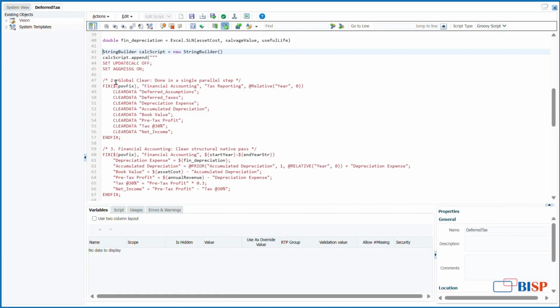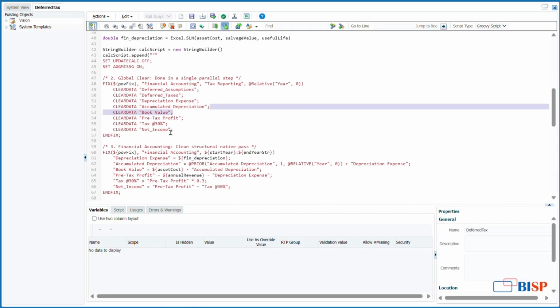Before calculating new values, the script clears all previously calculated data. It removes values such as deferred taxes, depreciation expense, accumulated depreciation, book value, pre-tax profit, tax, and net income. This ensures that every execution starts with a clean data set and prevents old calculations from affecting the current result.